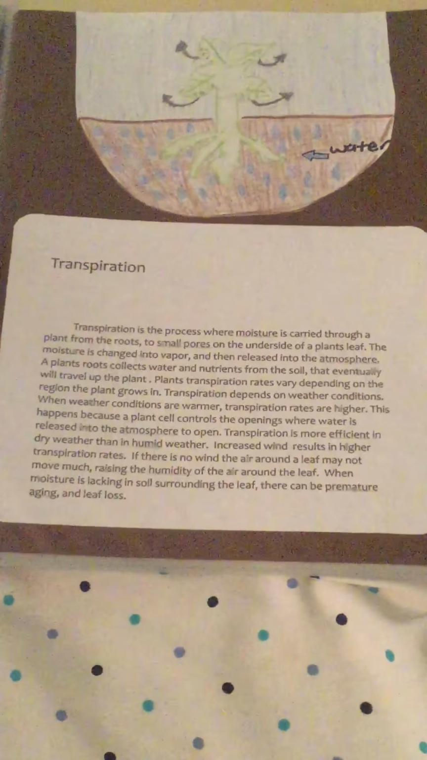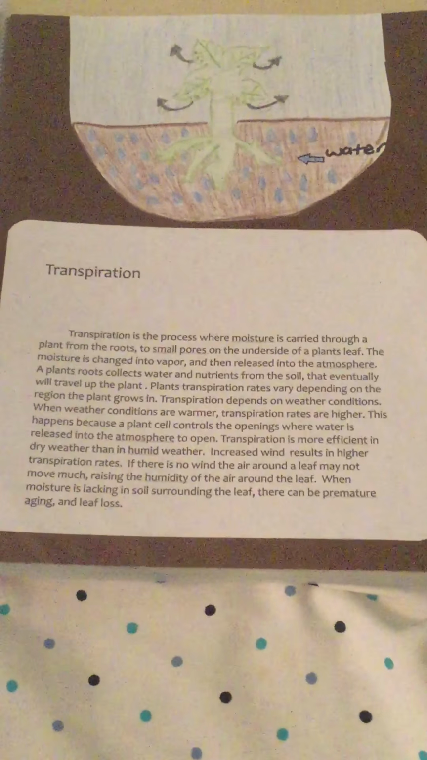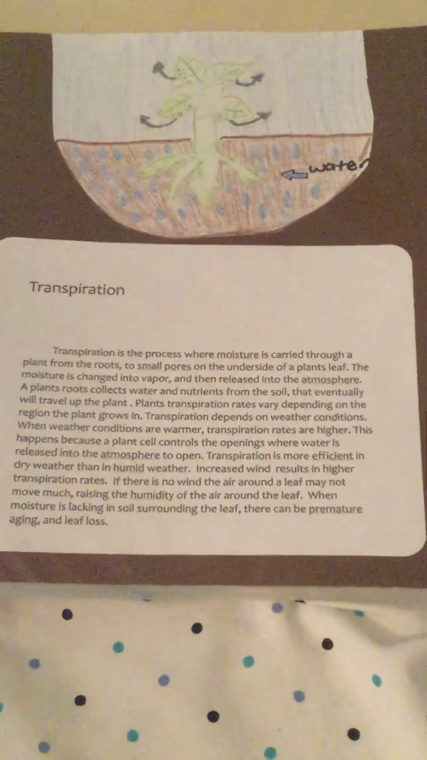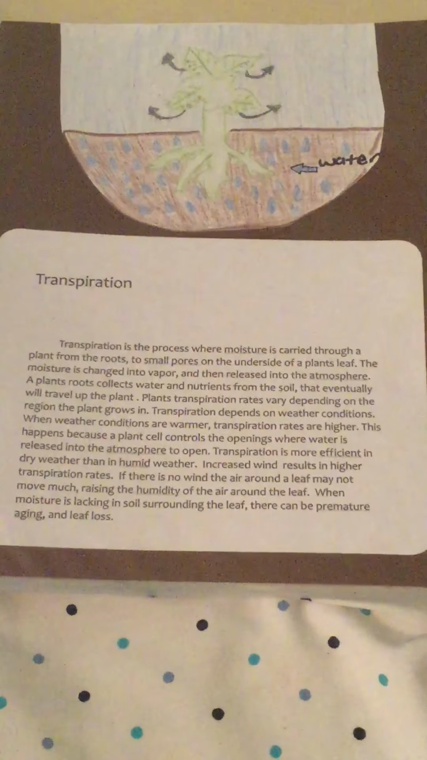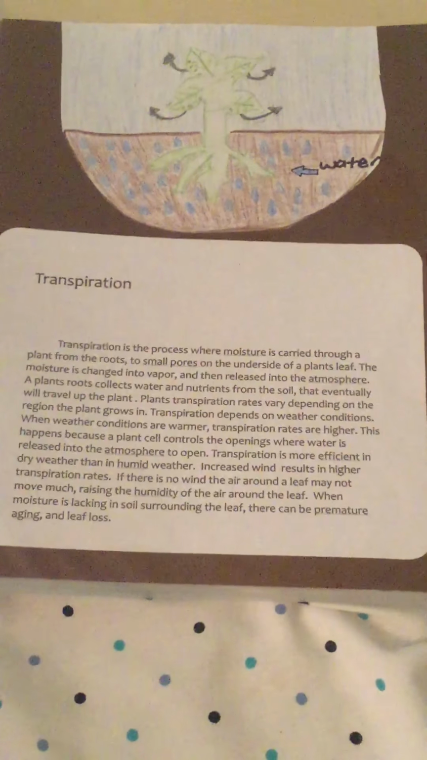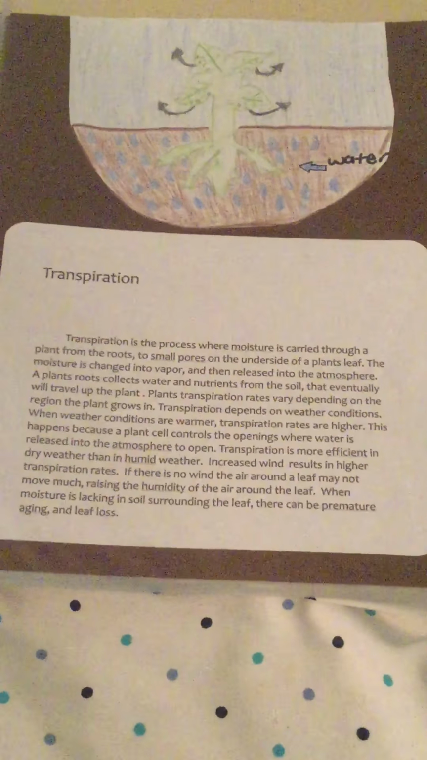This happens because a plant cell controls the openings where water is released into the atmosphere, and they open. Transpiration is more efficient in dry weather than in humid weather. Increased wind results in high transpiration rates. If there is no wind, the air around a leaf may not move much, raising the humidity of the air around the leaf. When moisture is lacking in the soil surrounding the plant, there can be premature aging and leaf loss.